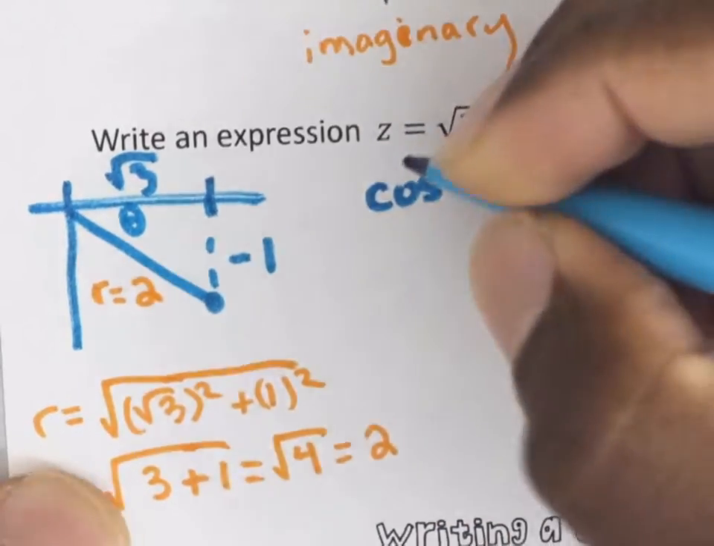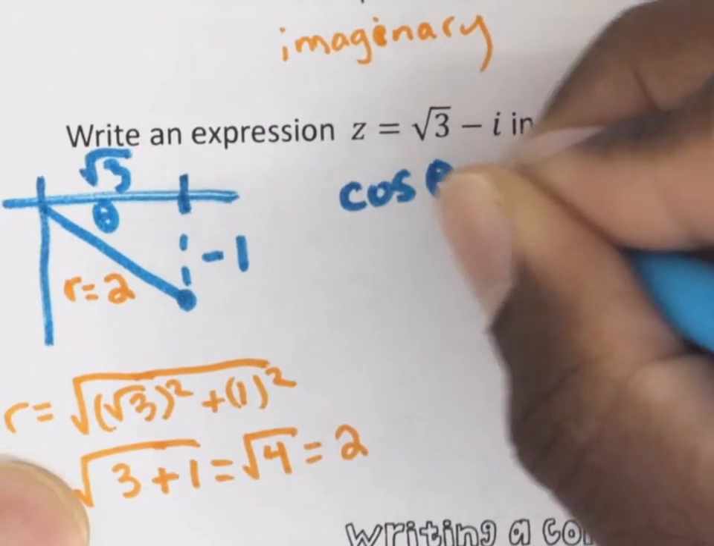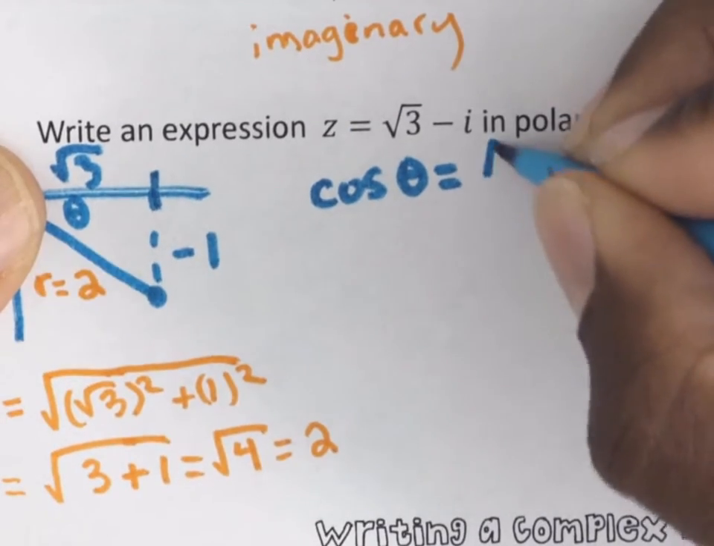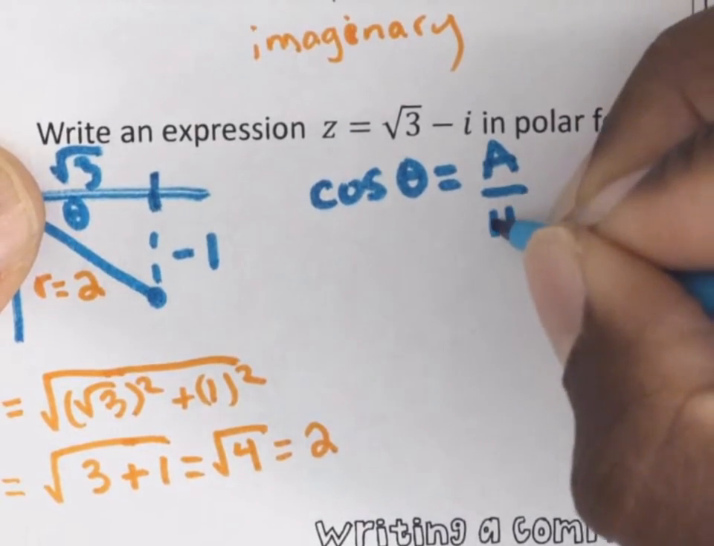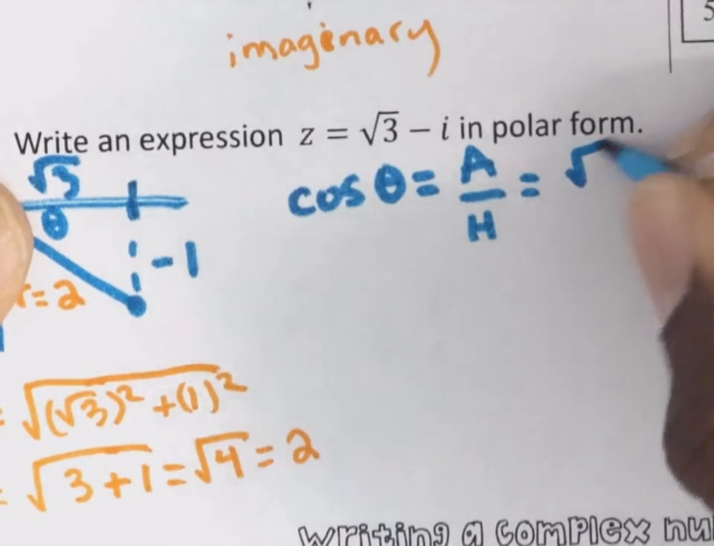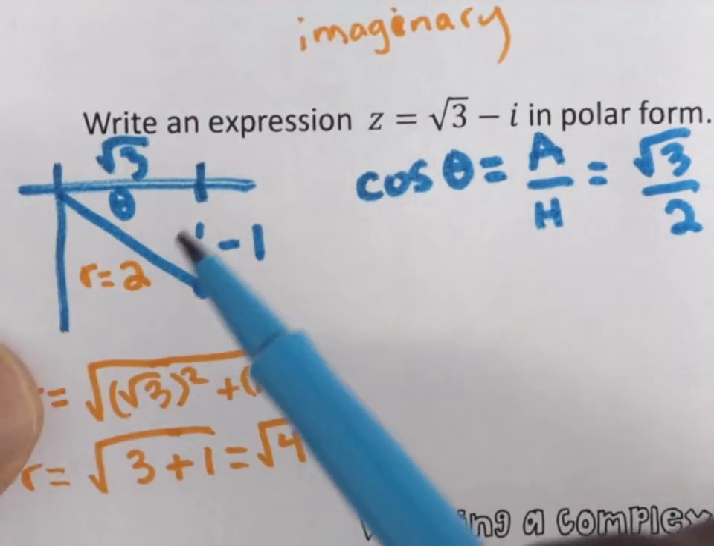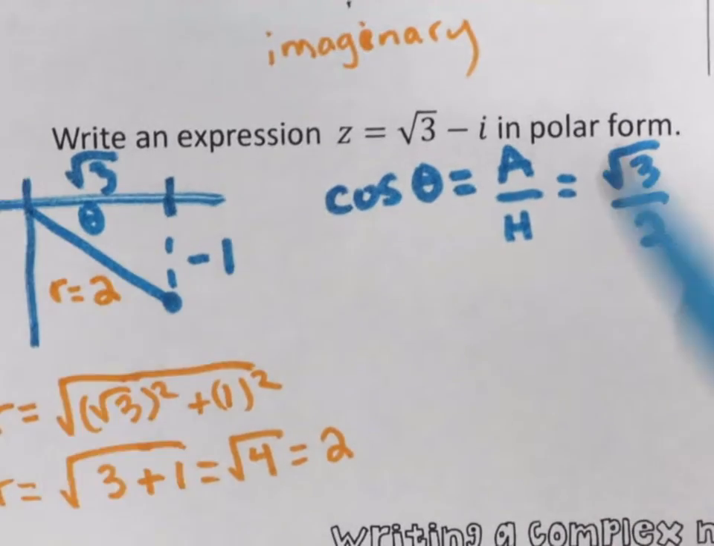All right, let's do it formally. I like to use cosine. Use whatever function you like. Cosine is which two sides? A over H. What's A? Root 3. What's H? 2. Which quadrant am I in? 4. So I'm looking for an angle in the fourth quadrant where cosine comes out to be root 3 over 2.